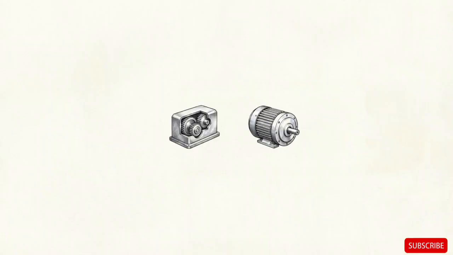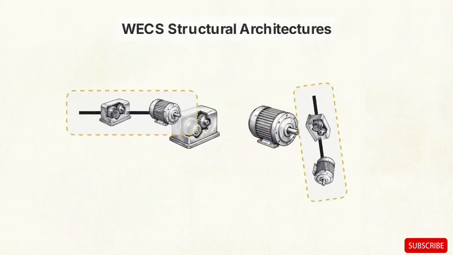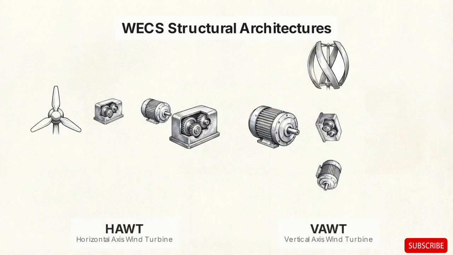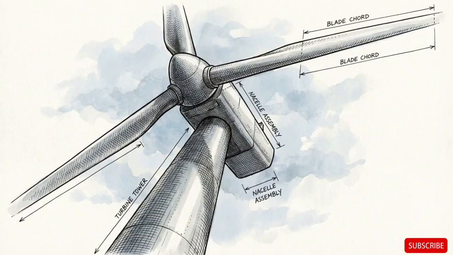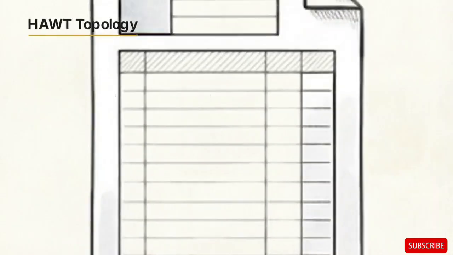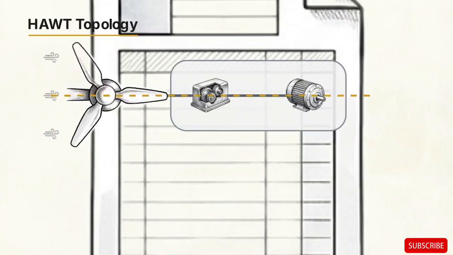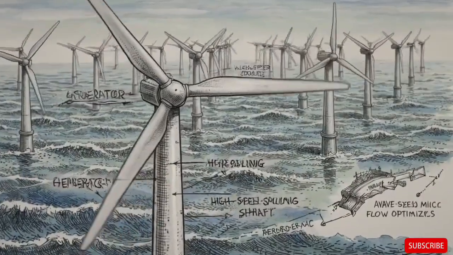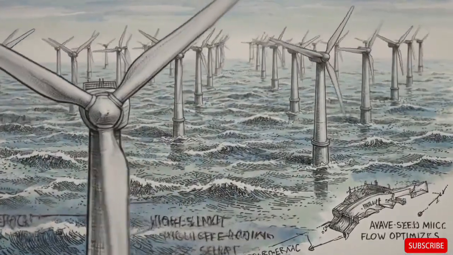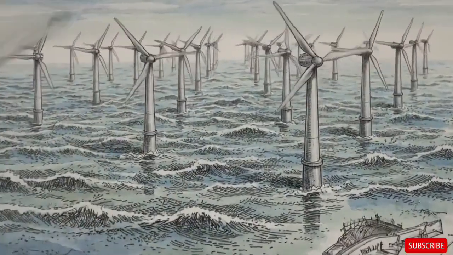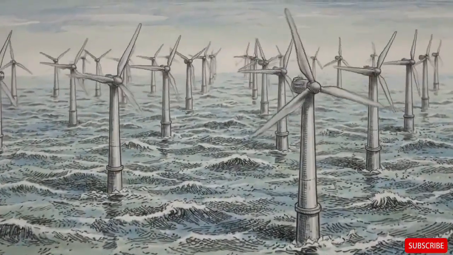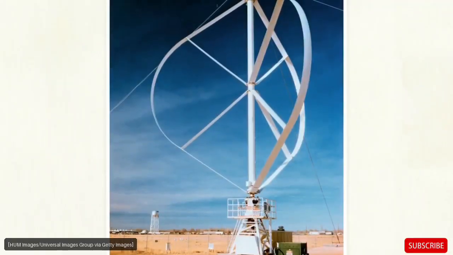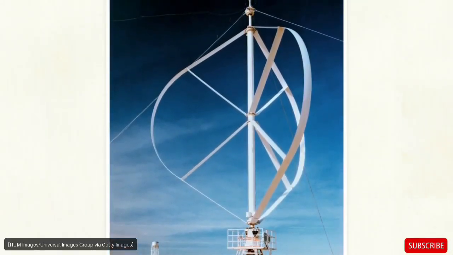The internal WEX pipeline we just built must be housed in a specific structural design. Engineers classify these primarily into 2 architectures. The first, and overwhelmingly the most common, is the HAWT, or horizontal axis wind turbine. Its defining physical characteristic is evident in the name. The main axis of rotation is parallel to the ground. HAWTs dominate modern infrastructure because they offer the highest aerodynamic efficiency, allowing operators to capture the highest possible returns from the cubic power law. The alternative architecture is the VAWT, or vertical axis wind turbine.